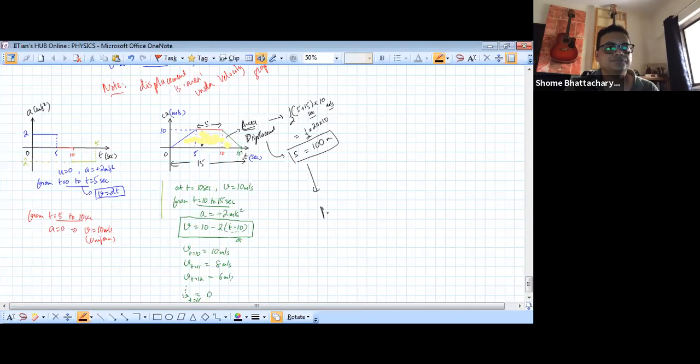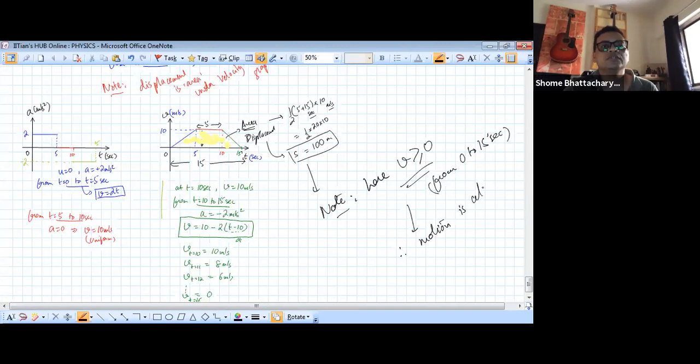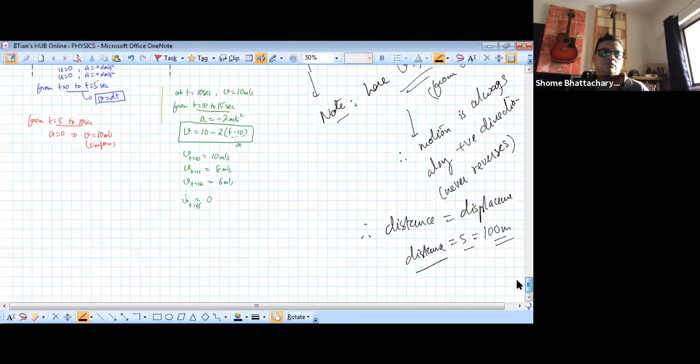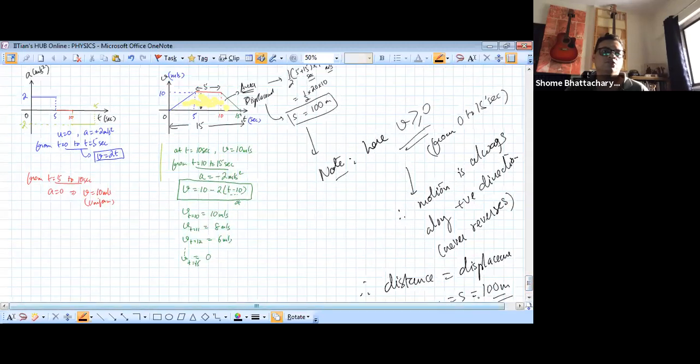You understand here that the velocity is always greater than or equal to 0 for the entire time, 0 to 15 seconds. So therefore, the motion is always along the positive direction. So that means it never reverses. So therefore the distance traveled will be equal to the magnitude of displacement. So the distance traveled will be equal to S. So that will also be 100 meters. So both the distance traveled as well as the displacement are equal to 100 meters. So that's one additional aspect of this motion you can understand.